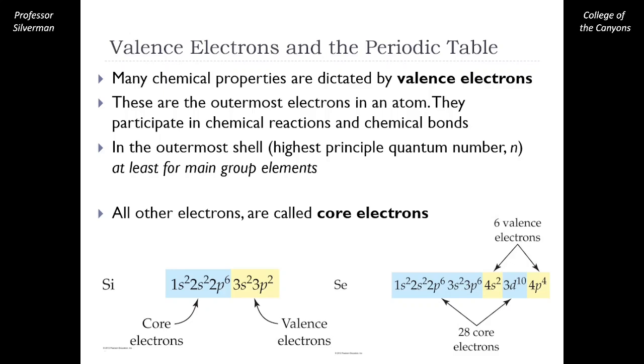The alternative to valence electrons are core electrons. These core electrons are held very tightly to our atom. They don't participate in bonding, and we're safe to ignore them for a lot of our purposes.